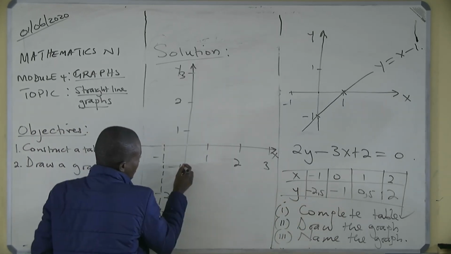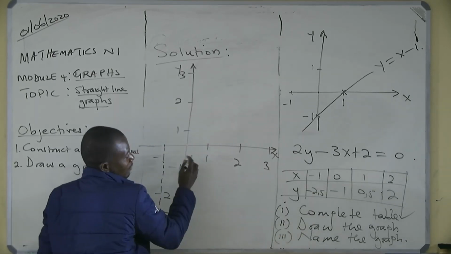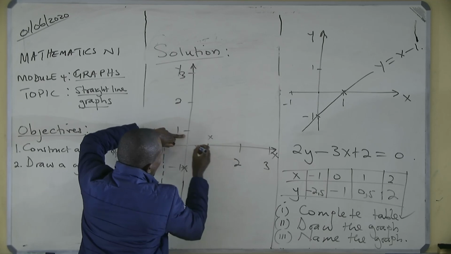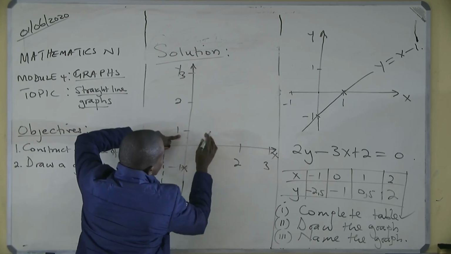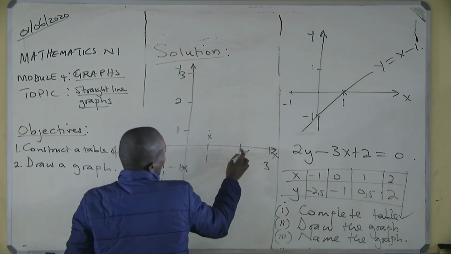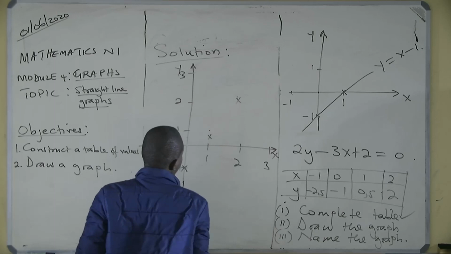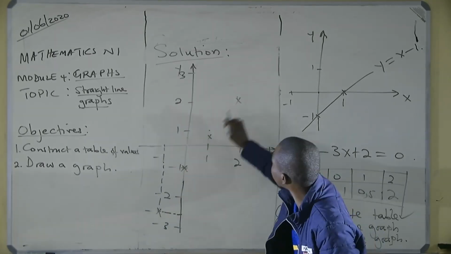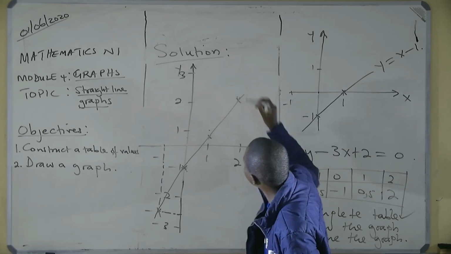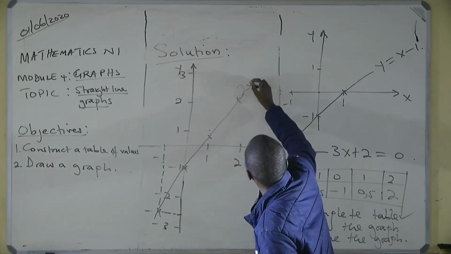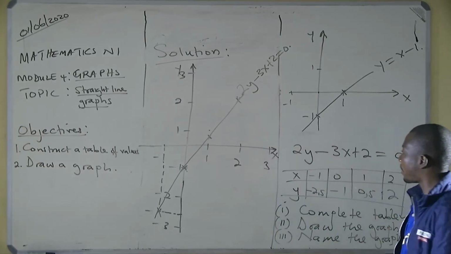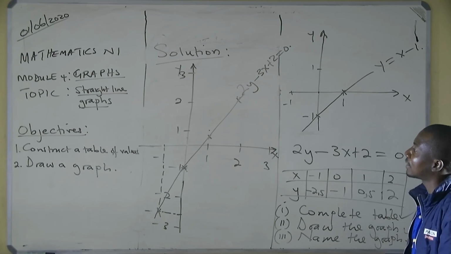Then when x is 0, I have got y as a negative 1. So this is the point I mark. When x is 1, I have got y as 0.5. So we've got a 0.5 and a 1 somewhere there. Right. So x is 1, then y 0.5, we mark. Then 2, we've got 2. So 2 and a 2, somewhere there we mark. Then after that, we've marked 4 points as they appear on the table. We join them, the straight line. Use a ruler, then that graph is 2y minus 3x plus 2 is equal to 0. So we have answered part 2.